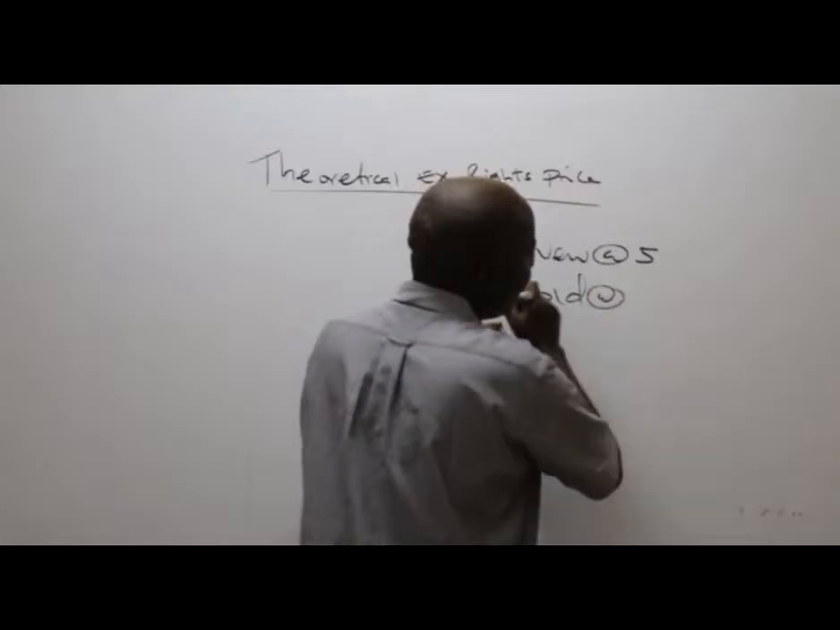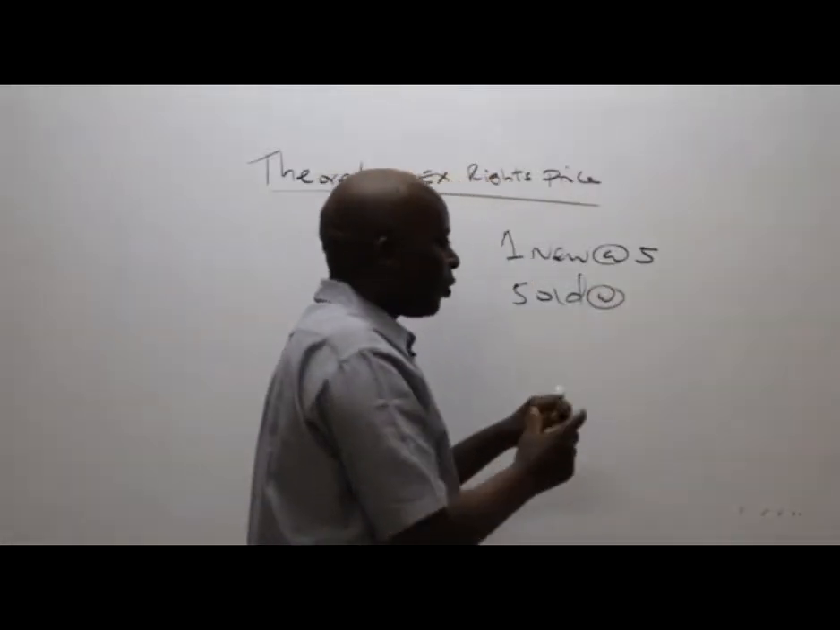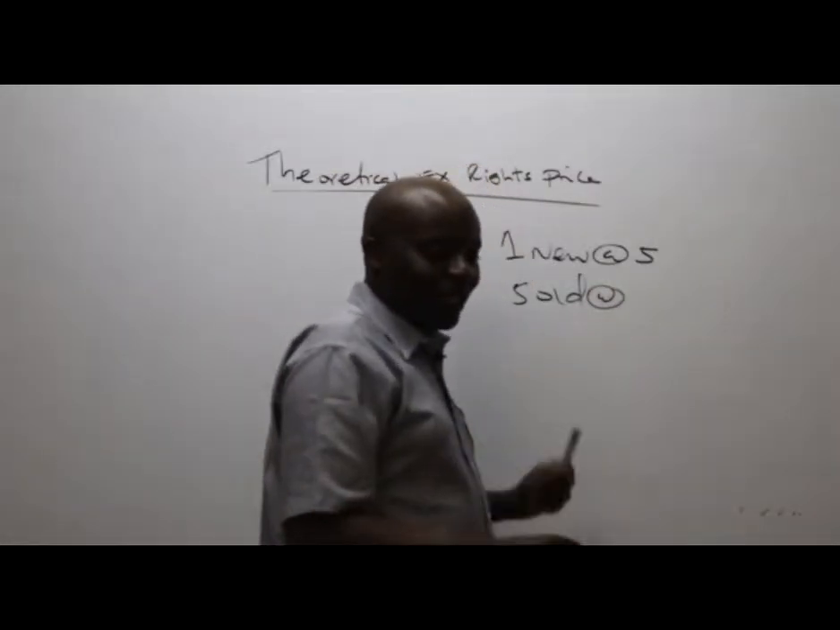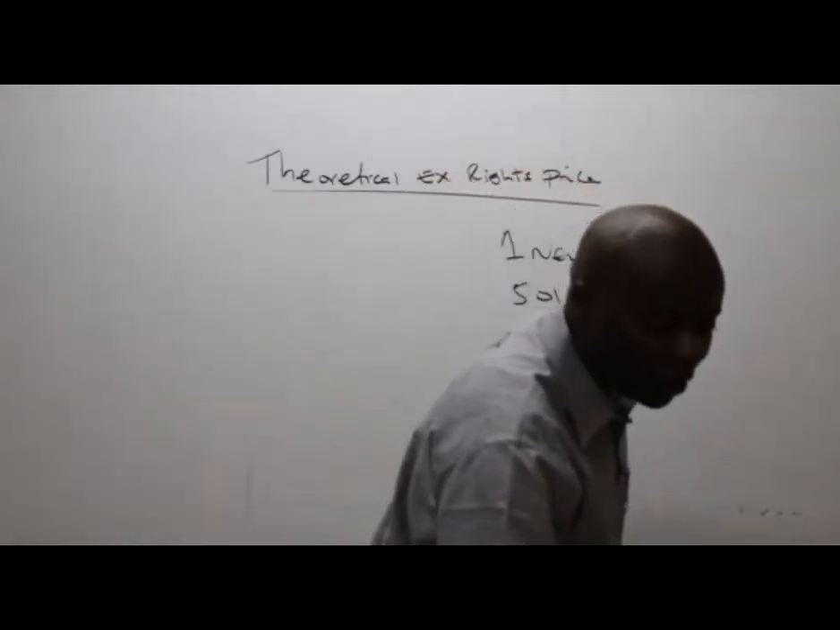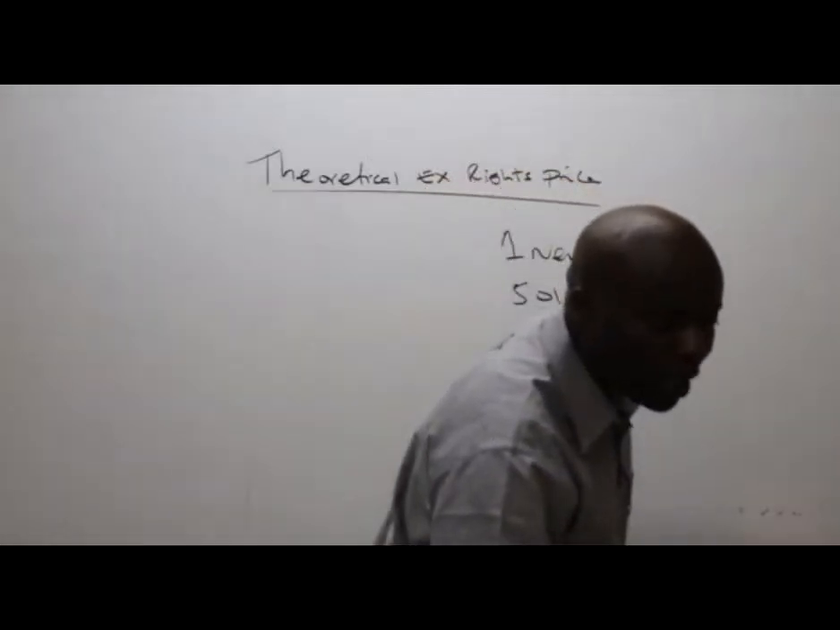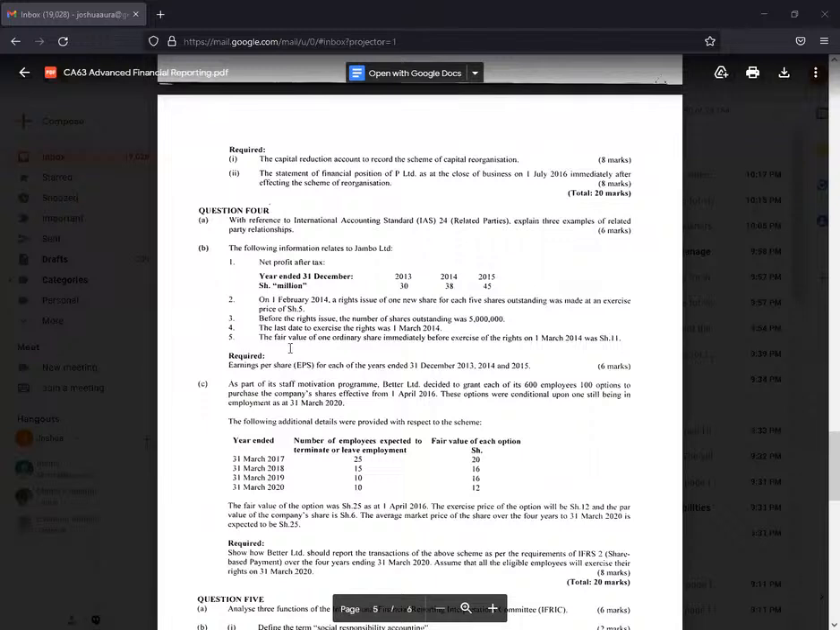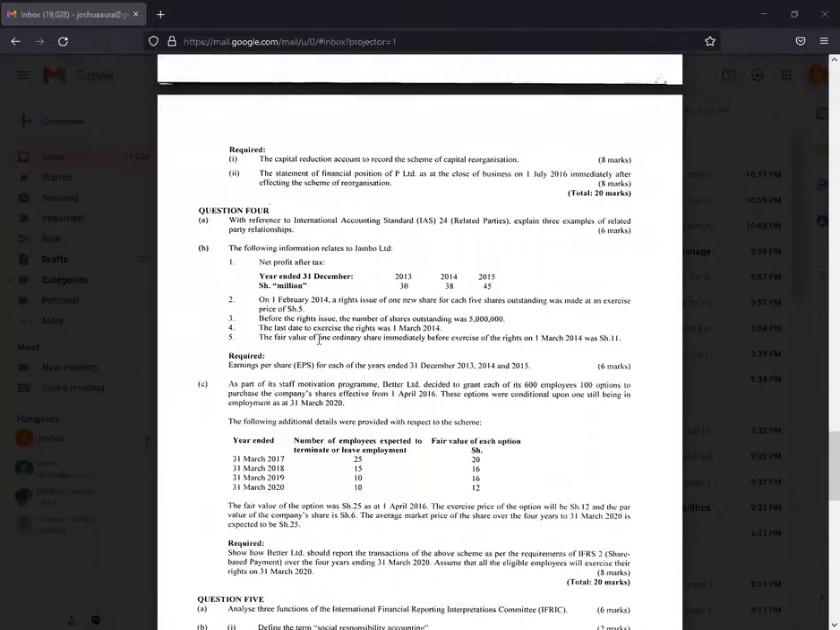And then the old shares, they'll tell you the price of these old shares. What do we have over here? They have told us in note number 5, the fair value of 1 ordinary share immediately before the exercise of the rights on 1st March 2014 was what here? Somebody, 11. So this is the price of the old shares before the rights. In this case it was 11.